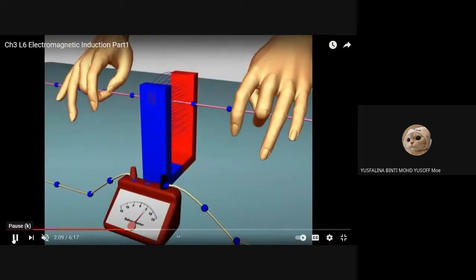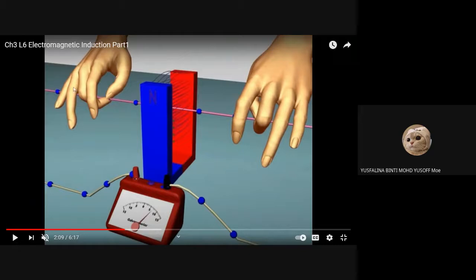Okay, so you can see here, this is the conductor, and there is a magnetic field here. Actually you cannot see it with your eyes, but we just imagine. But you can see it by using metal powder on the magnet; you can see the pattern of the magnetic field. It flows from the north to the south.